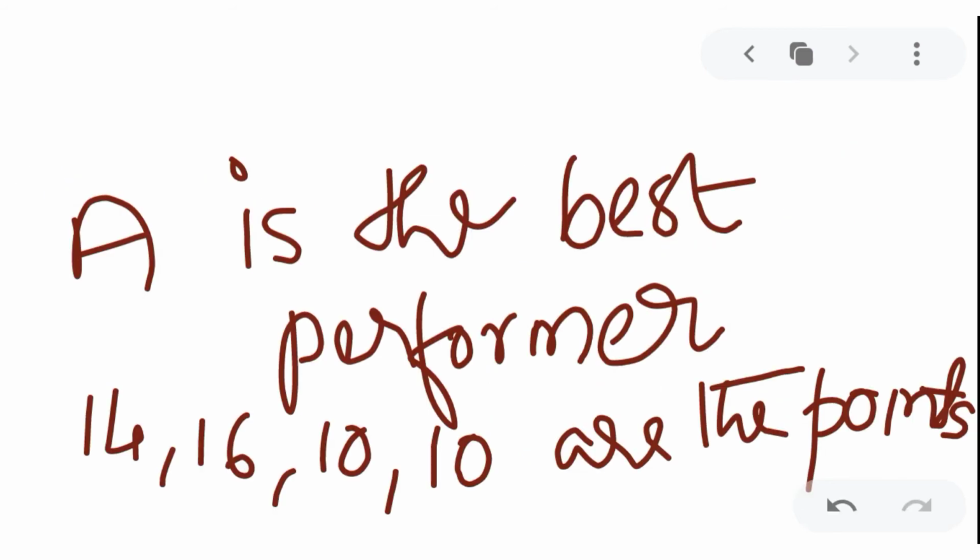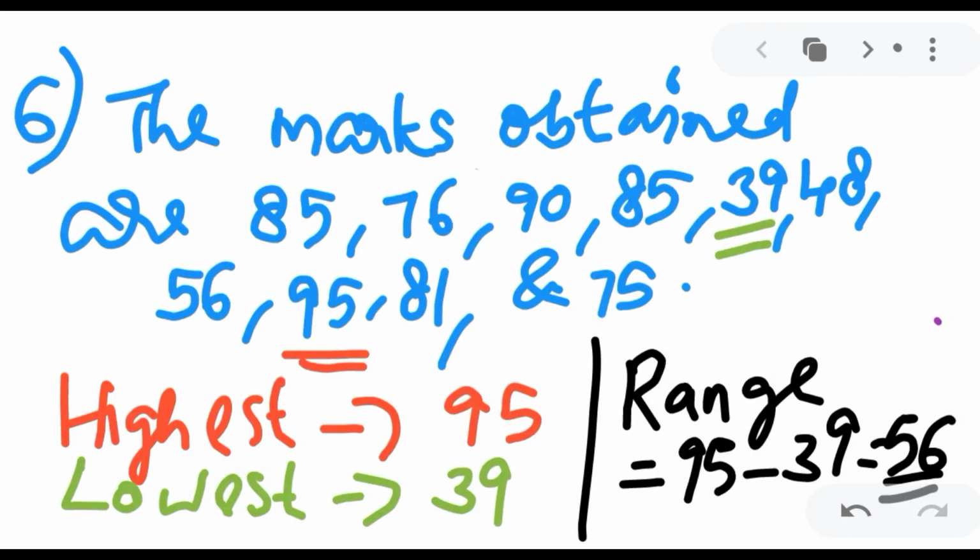The fourth question, who is the best performer? A is the best performer since 14, 16, 10 and 10 are the points scored by A. From this we can say that A is the best.